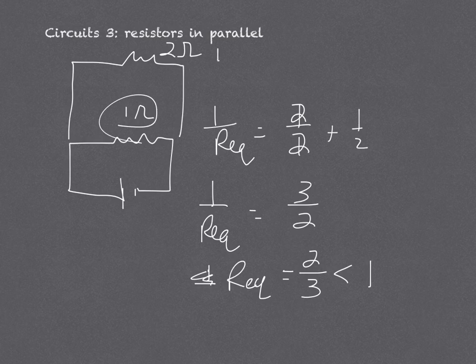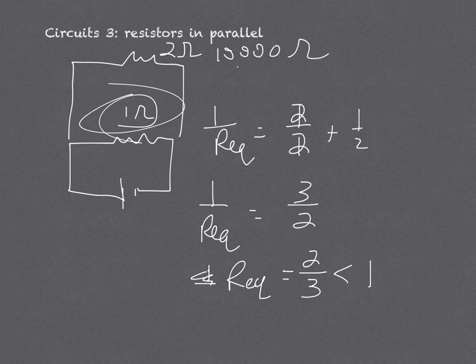Even if we made this thing 1,000 ohms or 10,000 ohms, guess what? It's still going to be less than 1 when we get to the end of it. All we have left is to put multiple resistors together with series and parallel and to add more batteries to it. We'll do that next time.